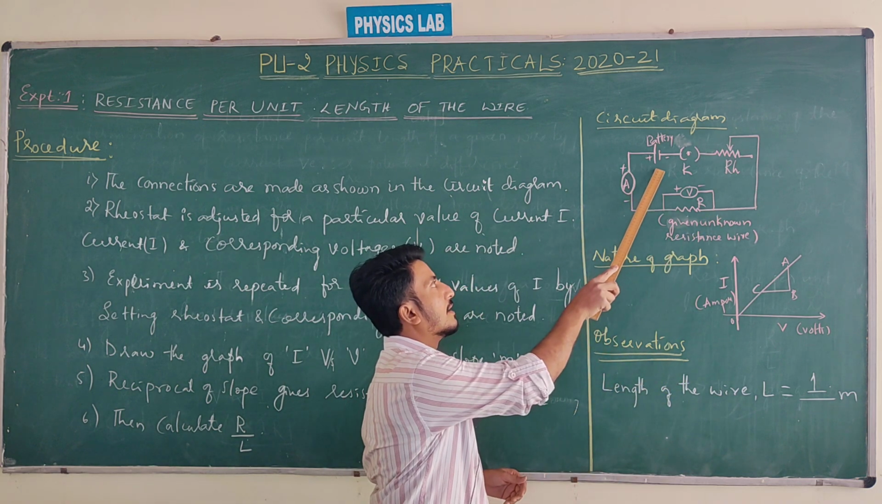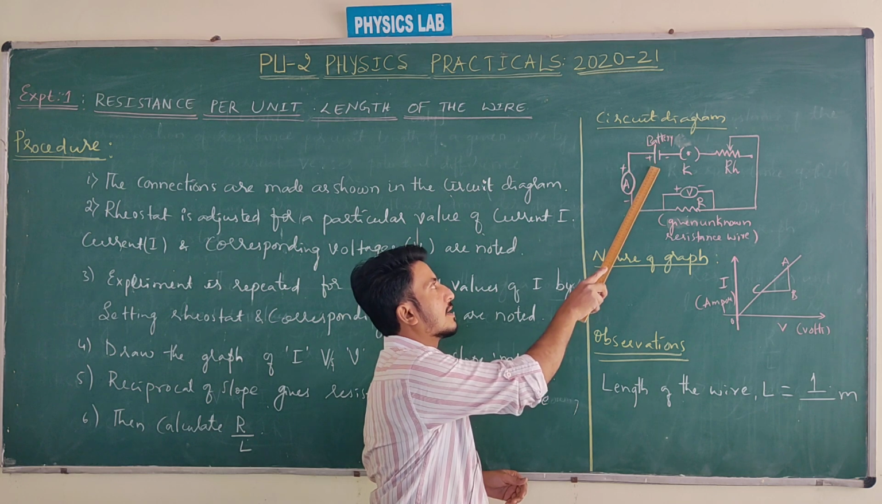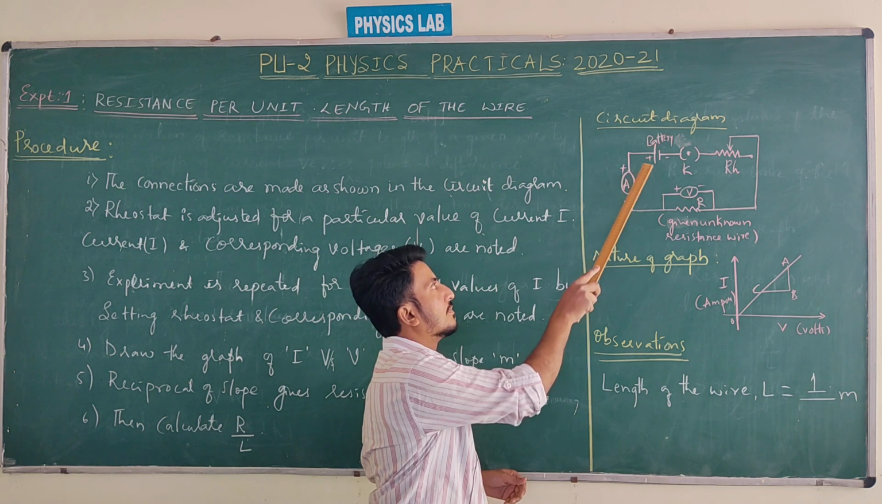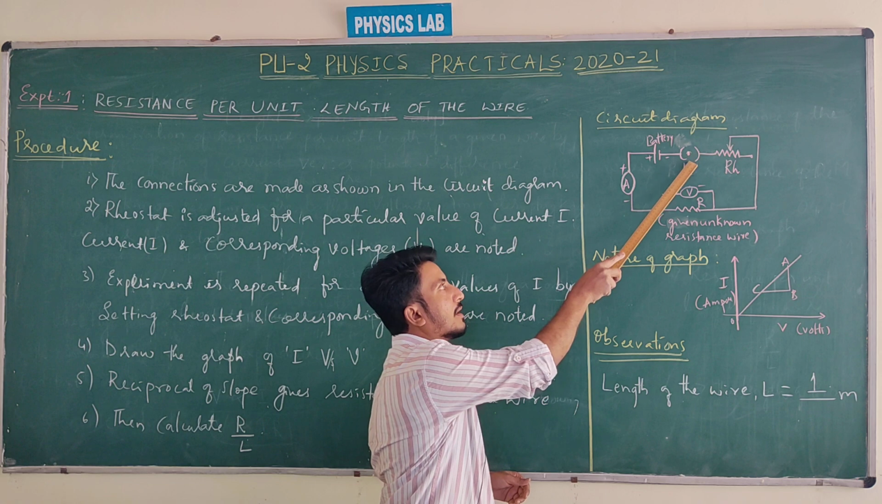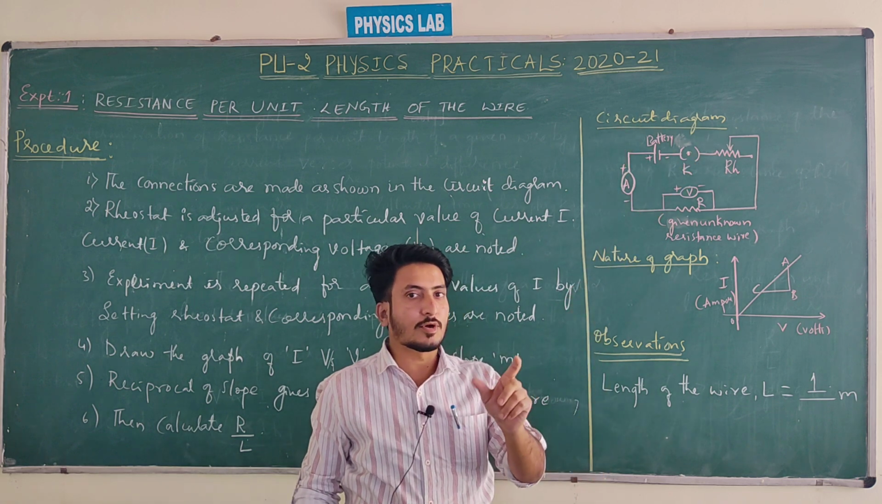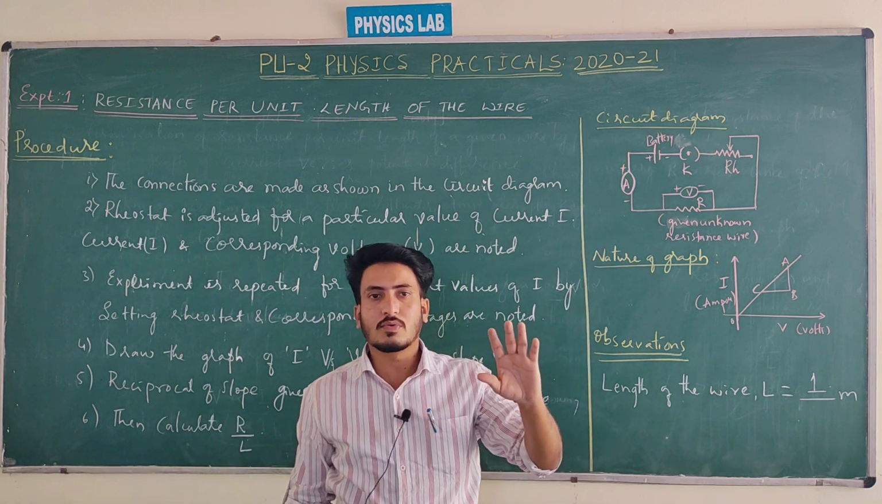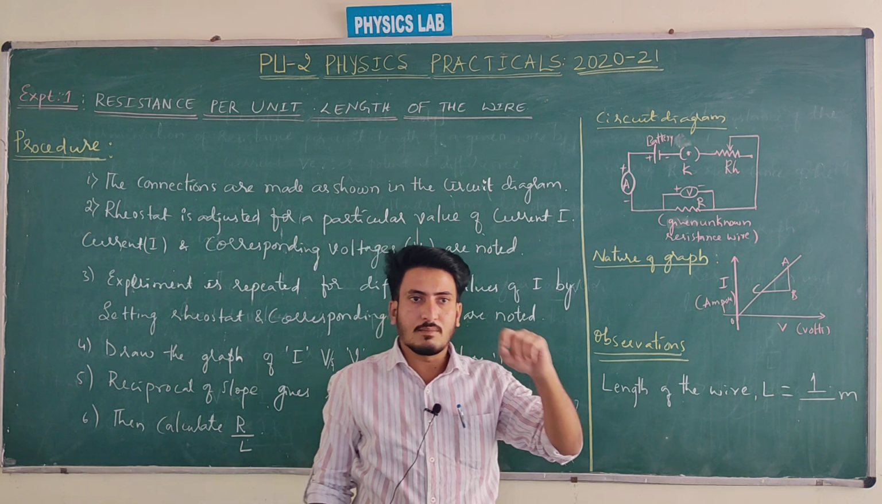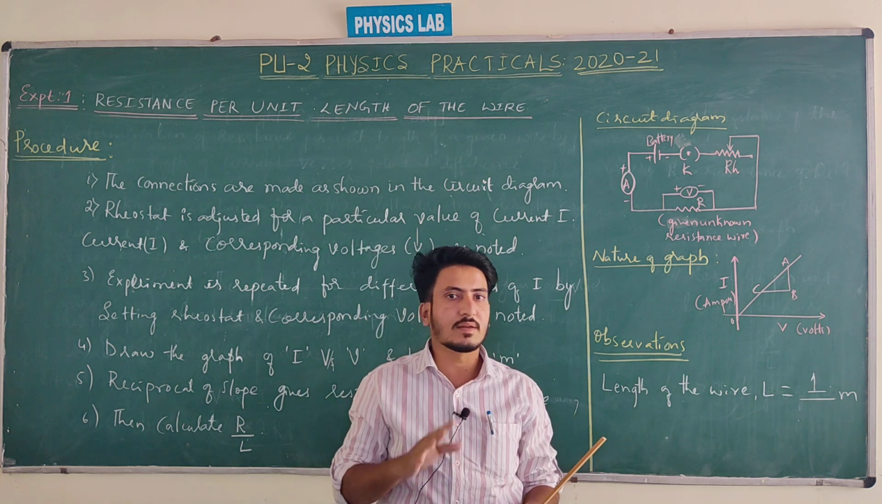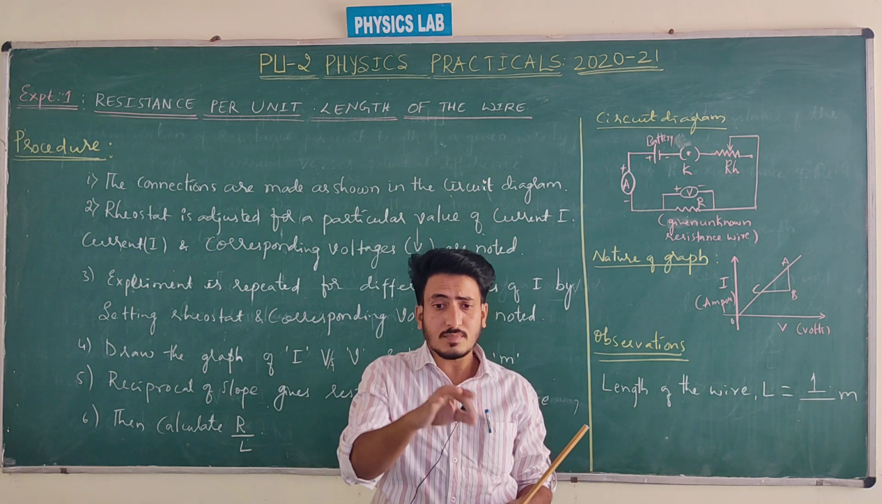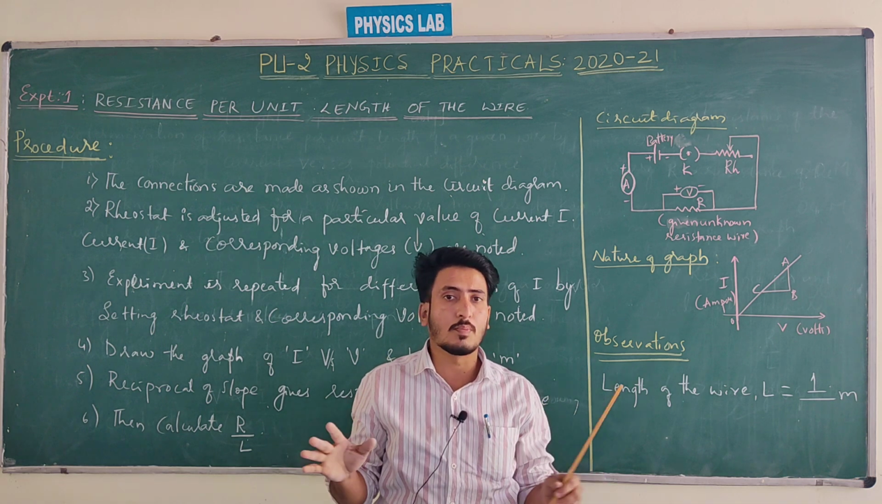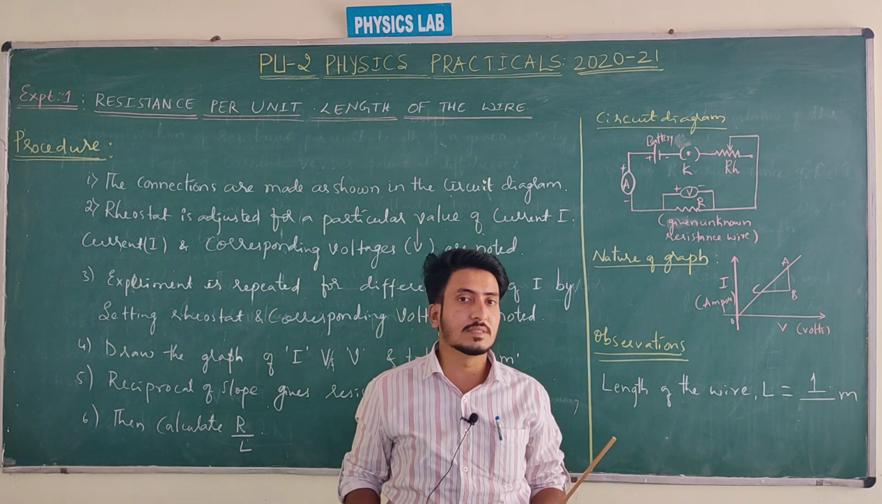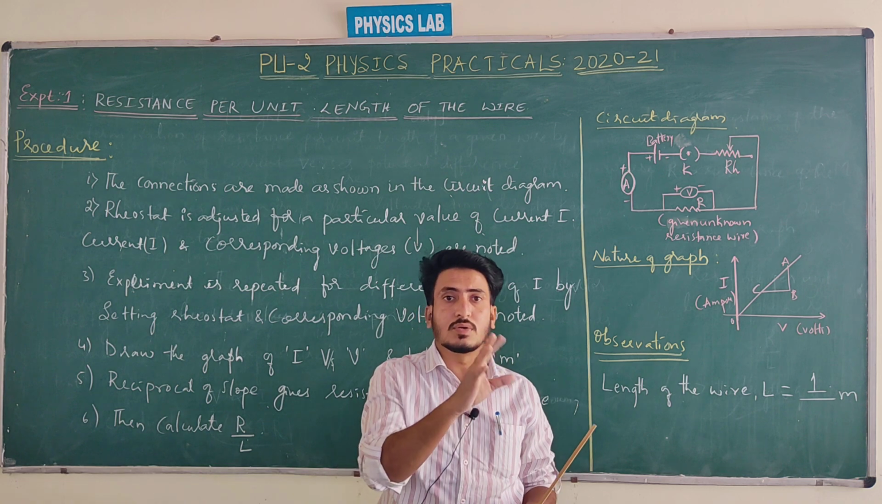Here we have a battery. The bigger line indicates the plus sign, which is connected to the ammeter, and the negative sign is connected to the plug key. Why do we need a plug key? To protect the circuit. In all experiments, make sure that without the battery on, your switch should always be open. You need not close the circuit unless you switch on the battery.